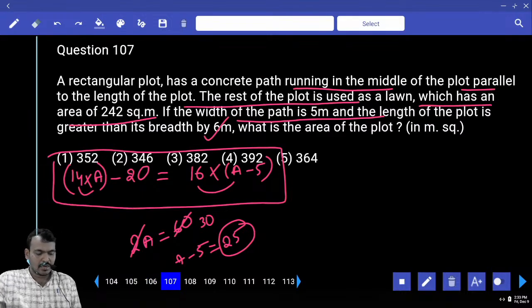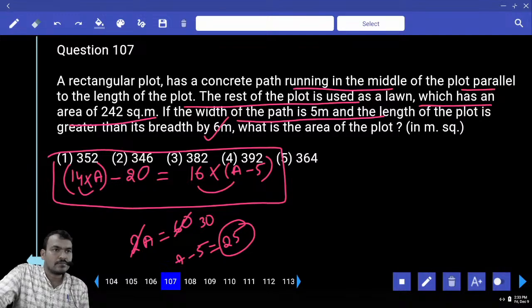Next question number 107. A rectangular plot has a concrete path running in the middle of the plot, and it is parallel to the length of the plot. The rest of the plot is used as a lawn, which has an area of 242 square meters. The width of the path is given as 5 meters, and the length of the plot is greater than its breadth by 6 meters.